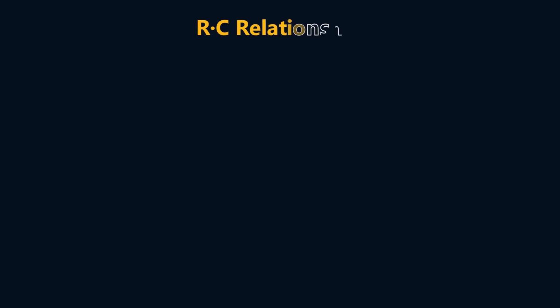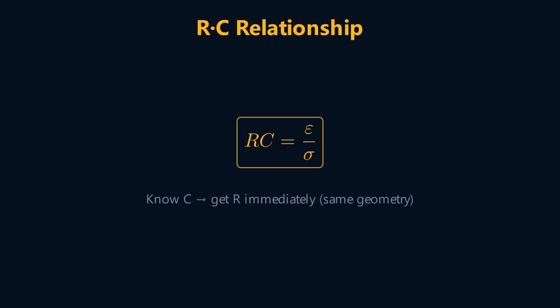There is an elegant relationship between R and C for the same geometry. R times C equals epsilon over sigma. If you know the capacitance, you can immediately find the resistance and vice versa. Let's work a numerical example.